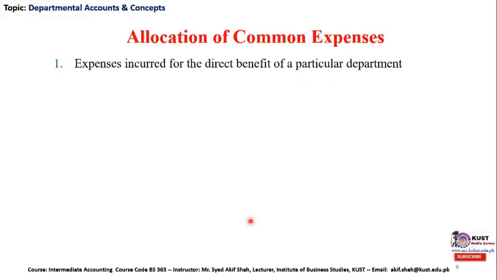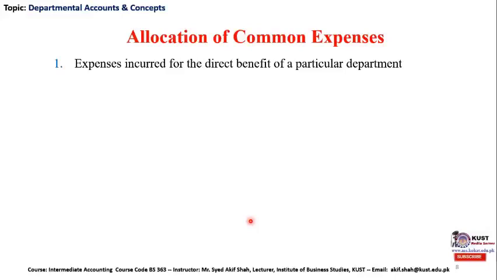So the third agenda of this lecture is allocation of common expenses over different departments. Let's suppose the company has 2 or 3 different departments, then how may different kinds of expenses be allocated to the different departments in order to know whether department A, B, and C are going in profit or in loss, and what are the different expense levels pertaining to department A, B, and C.